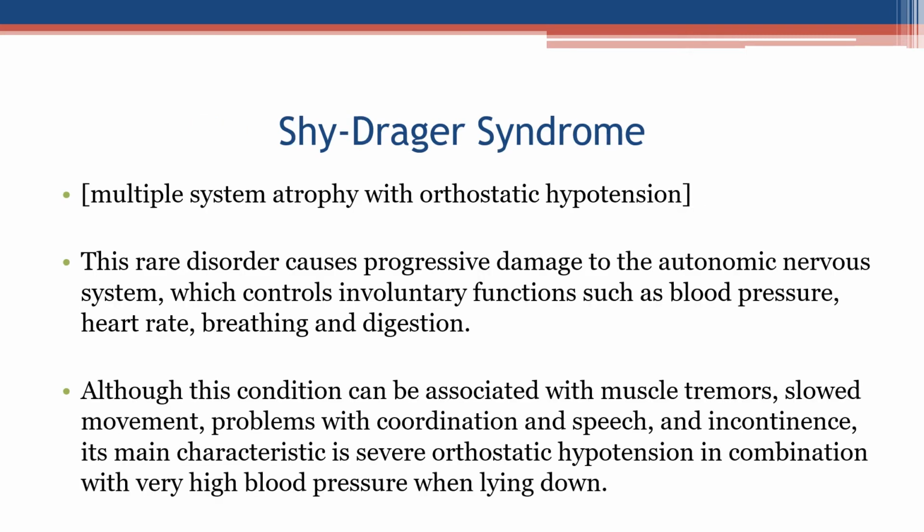Shy-Drager syndrome. Multiple system atrophy with orthostatic hypotension. This rare disorder causes progressive damage to the autonomic nervous system, which controls involuntary functions such as blood pressure, heart rate, breathing, and digestion. Although this condition can be associated with muscle tremors, slowed movement, problems with coordination and speech, and incontinence, its main characteristic is severe orthostatic hypotension in combination with very high blood pressure when lying down.